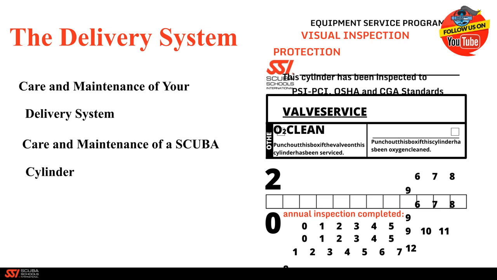Can you go back to me, please? Okay, so that's the basics of the delivery system. So what are the primary pieces of our delivery system? I would say the first stage, your second stage, your primary second stage, your backup, and hose to your inflator of your BC. Very good. That's exactly it. And then we also have the tank that goes along with that.